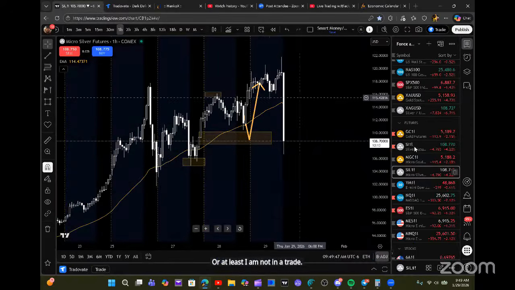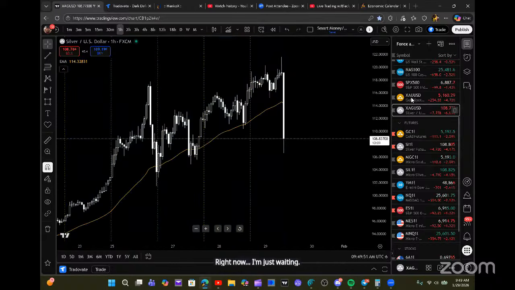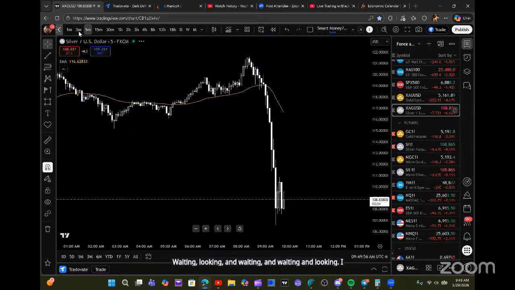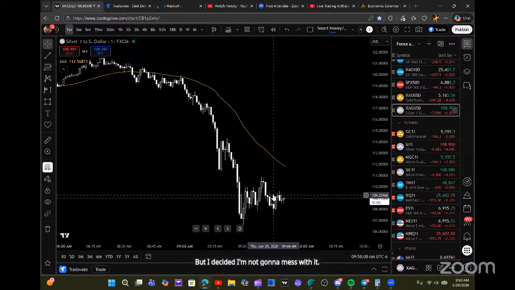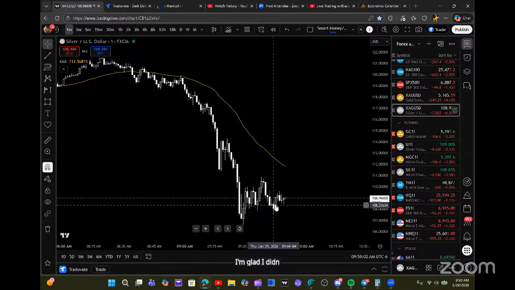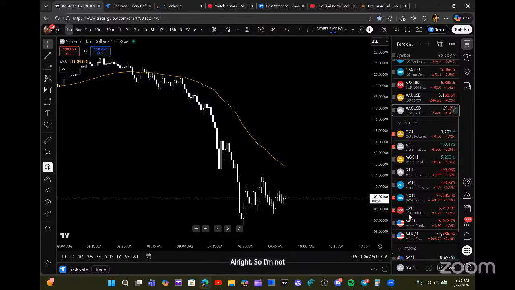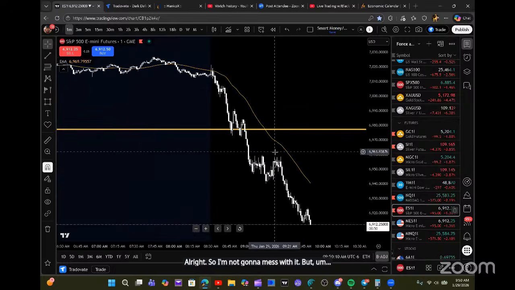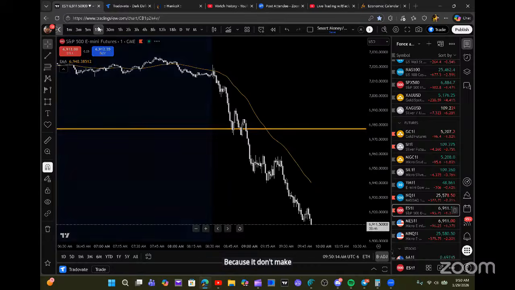Right now, I'm just waiting. Waiting, looking, and waiting, and waiting, and looking. I was looking on that lower time frame, but I decided I'm not gonna mess with it, because I'm glad I didn't. I see it just moving sideways right now. All right, so I'm not gonna mess with it. But here's what I'm gonna do, because it don't make no sense for us to just keep sitting up here.